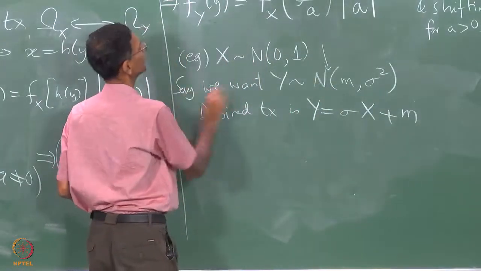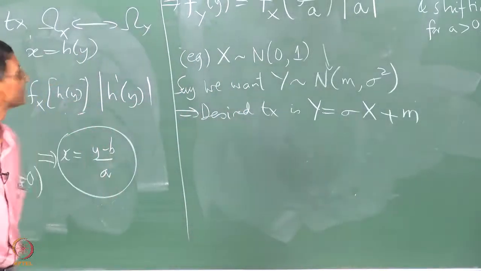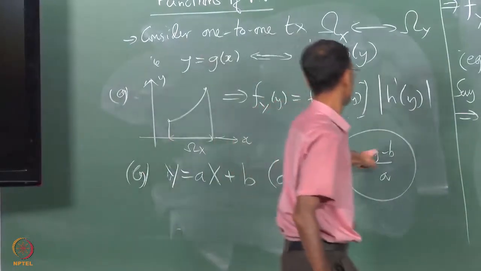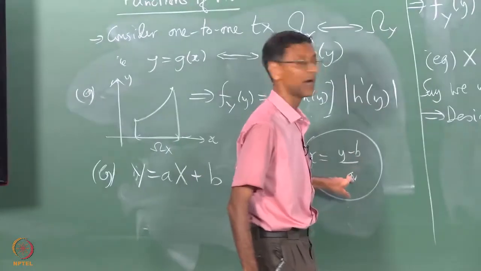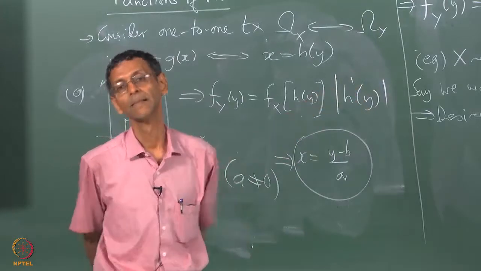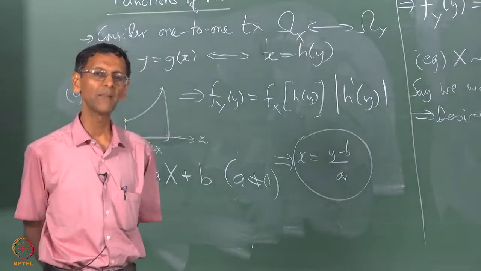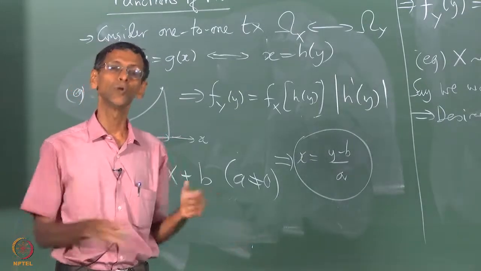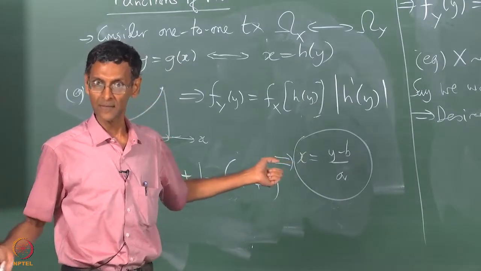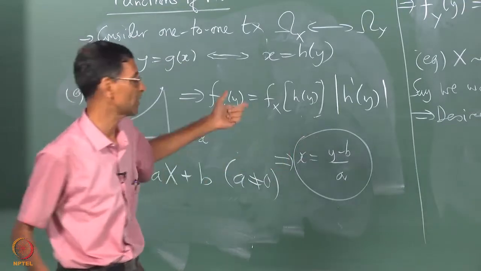Say we want this, then the desired transformation is this. So this (y minus m) by sigma in the exponent is exactly what is there in Fy. You start with e power minus x squared by 2, and you go to e power minus (y minus m) whole squared by 2 sigma squared. So I think it should be obvious. You just look at it for a minute, you will see this, no issue at all.